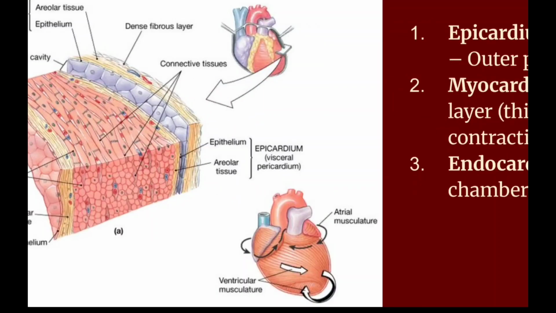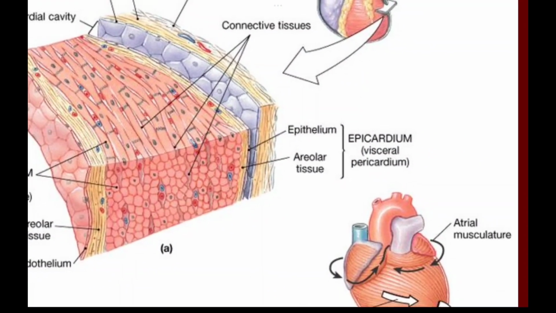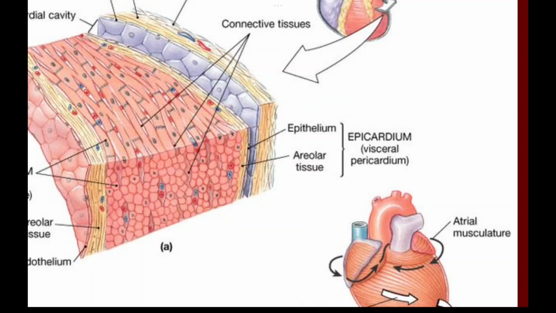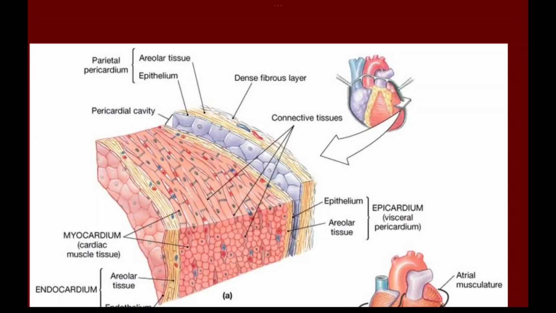So we'll see the image here. The outermost blue color layer, the EPC, is the epicardium. It is the visceral pericardium and it consists of various types of tissues like dense fibrous tissue, areolar tissue, and epithelial tissue, or the parietal pericardium that you see. Between the parietal pericardium and the epicardium is the pericardial fluid. The epicardium consists of two layers, which are epithelium and areolar tissue.